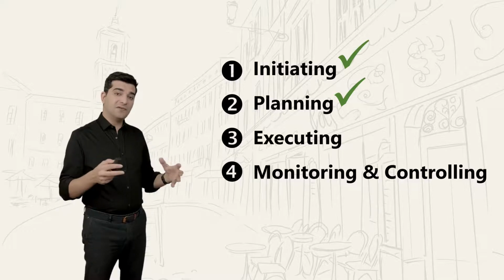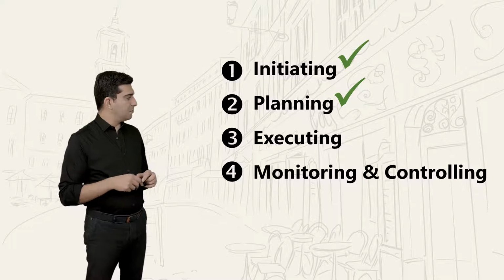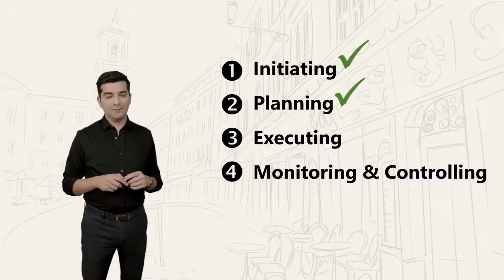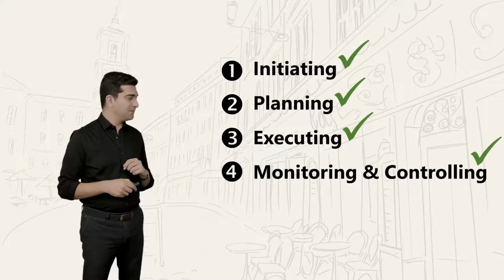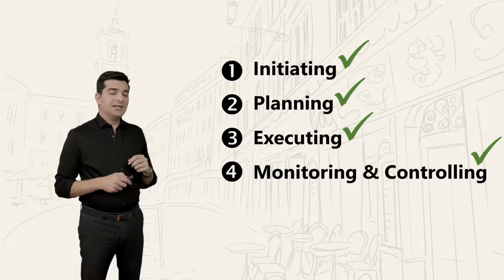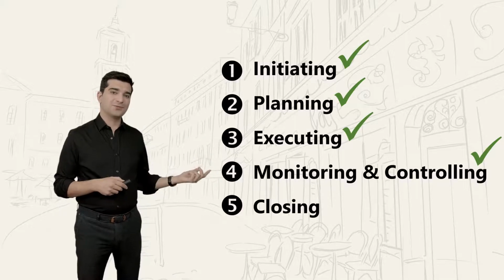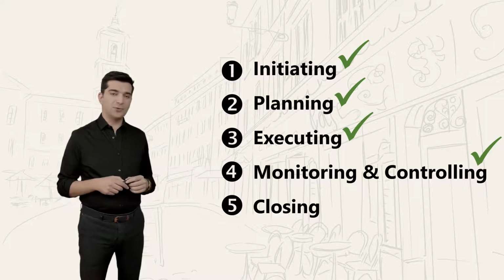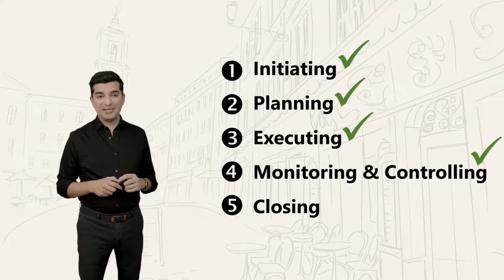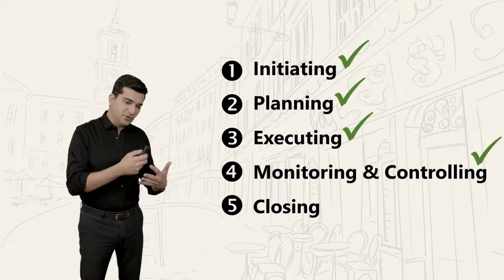And that whole thing is done with another group of activities called monitoring and controlling. So this is the second way that we can group our processes. And finally, the last process group, these are process groups. The last process group that we have in the PMBOK guide is closing. That's also important when we are at the end of the project or we want to cancel the project. We have to really close it.